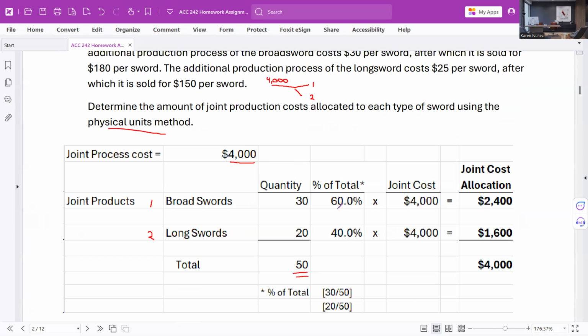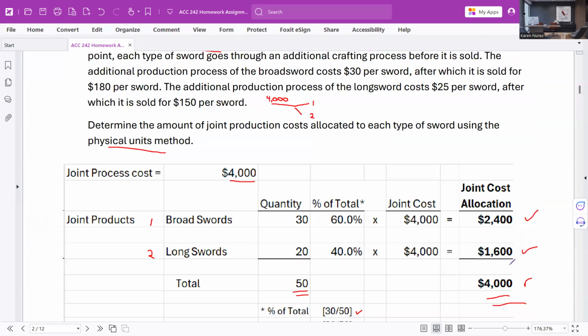And the proportions: 30 divided by 50 is 60%. And 20 divided by 50 is 40%. Those are the proportions. And the cost again is 4,000. That's how we're going to allocate that 4,000. 60% times 4,000 is 2,400. That's what we're going to allocate of the joint process cost to the broadswords. And 40% of the 4,000, we're going to allocate $1,600 of the joint process costs to the longswords. And that's how the $4,000 gets allocated.